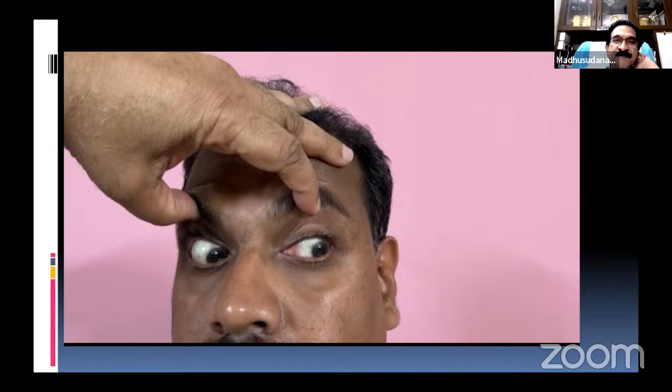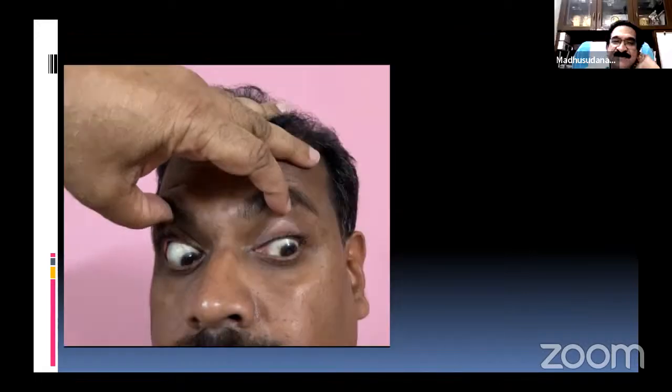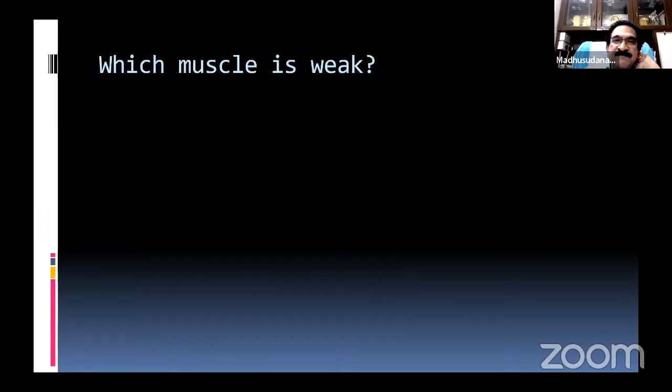Agree with me? See this one, you can see very clearly. Yes, sir. Correct. So this is very clear, no? The right eye is down, the left eye is up. Then how to explain this particular arrow, which is seen here?